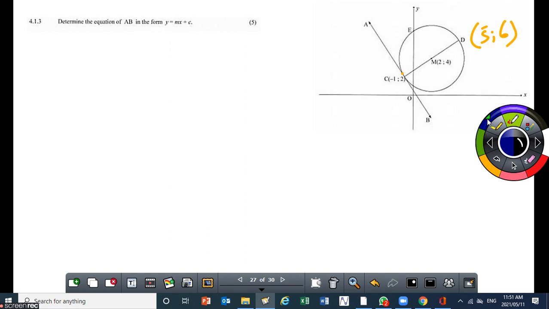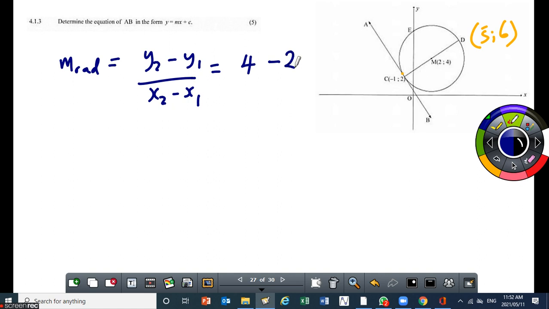So here I'm going to use point C and point M. So m radius is going to be equal to y2 minus y1 over x2 minus x1. Now it's your choice whether the coordinates of C or M are y2 and x2. I'm going to choose point M, so I have 4 there, minus 2. Common sense must tell you the gradient of this radius is positive, because it's slanting to the right. You can't get a negative gradient for a line with that orientation. All over 2 minus 1. That will give you 2 over 3. So the gradient of the radius is going to be 2 divided by 3.